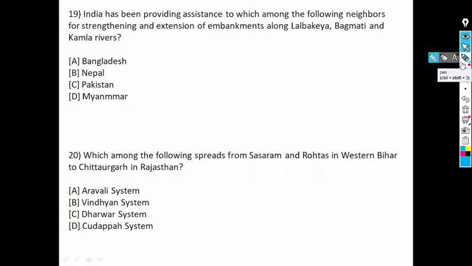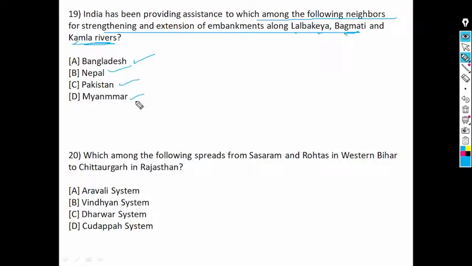Next, India has been providing assistance to which among the following neighbors for strengthening and extension of embankments along the Lal Bakeya, Bagmati and Kamla rivers? Bangladesh, Nepal, Pakistan and Myanmar. It is B for Bombay, it is Nepal.